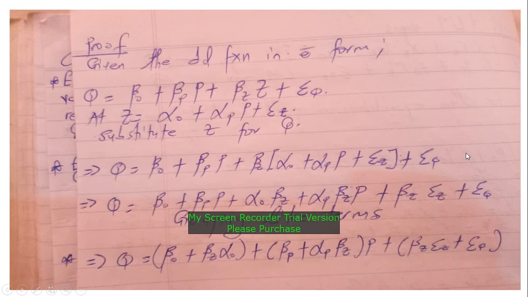Plus our epsilon Q. So we would expand and simplify, meaning we expand and we group like things. So we multiply this bracket by beta Z, and after expansion, this is what we get. When we group like things here, this will now be our intercept, this will now be our slope, and this will now be our actual error.